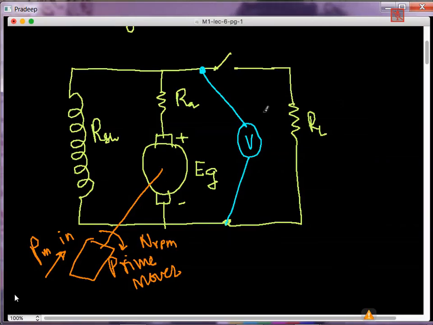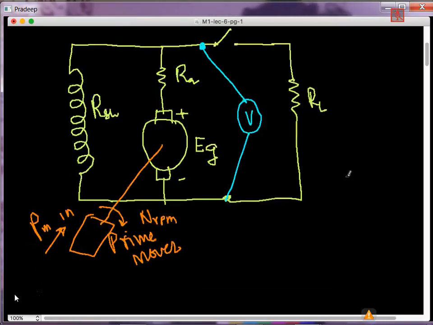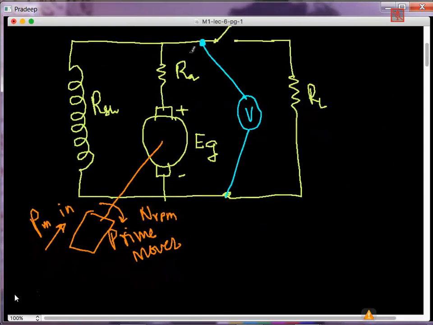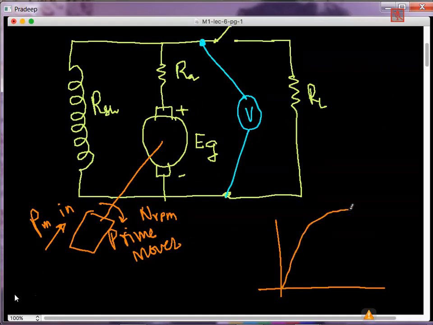Now the question is, what is the value of V? What is the open circuit characteristic V? This is what we'd like to know now. The OCC characteristic will be something like this. This is something like speed of the machine versus output voltage of the machine.